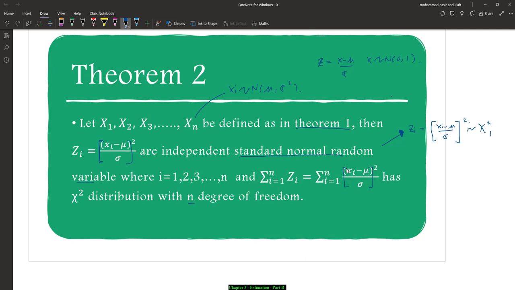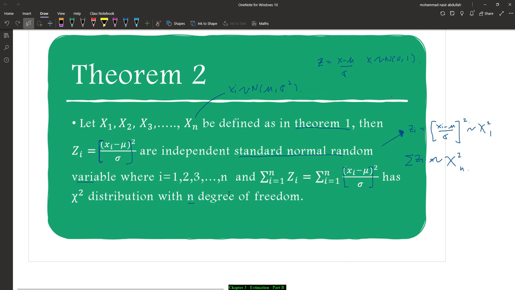Can you please take down the notes? So when we have a summation of Zi, it should lead to a chi squared with n degrees of freedom. Okay? So this is the explanation of theorem number 2.